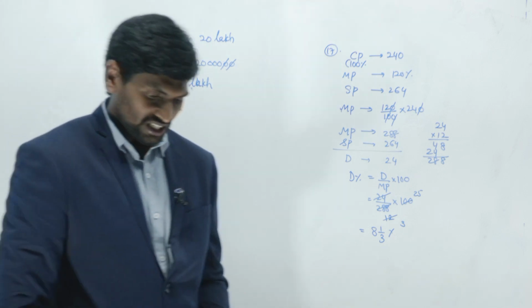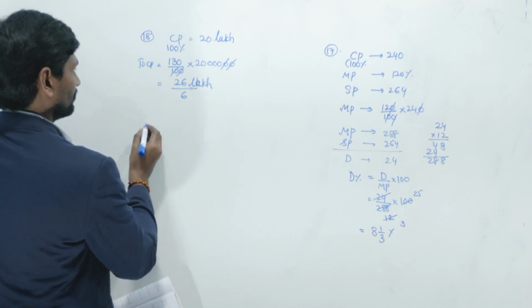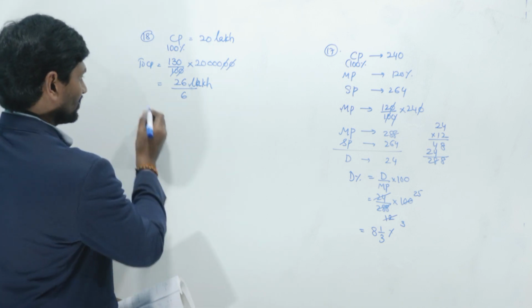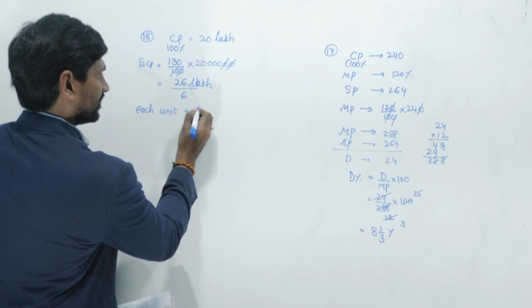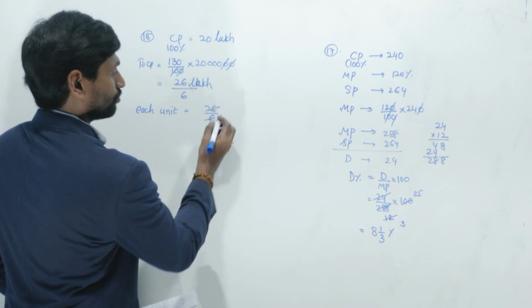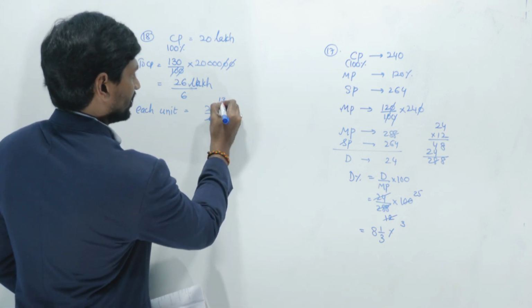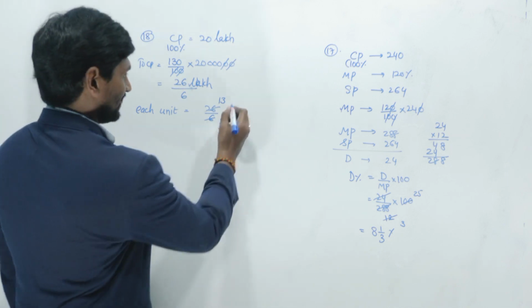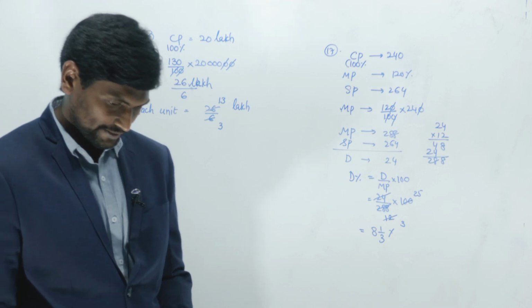Total cost price is divided into 60 units. So each unit cost will be 26 lakhs by 60. Both will cancel in 2 table, 3 times. Here 13 by 3 lakh. Each one is 13 by 3 lakh rupees.